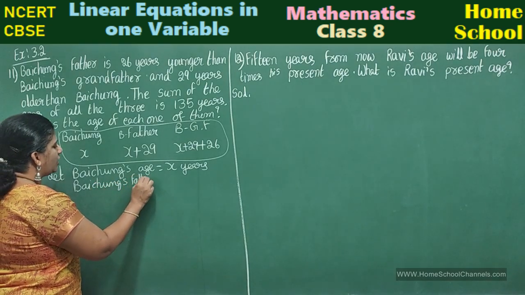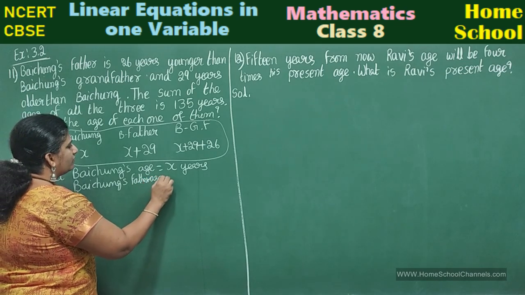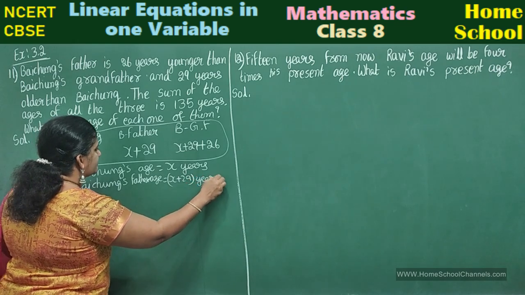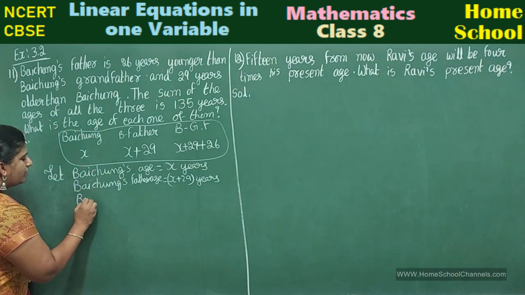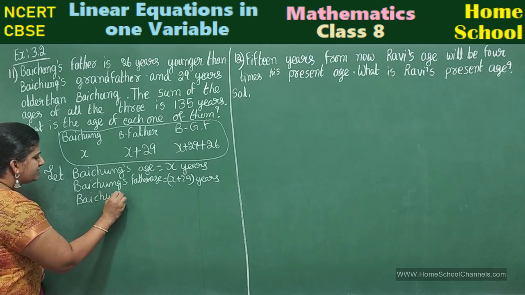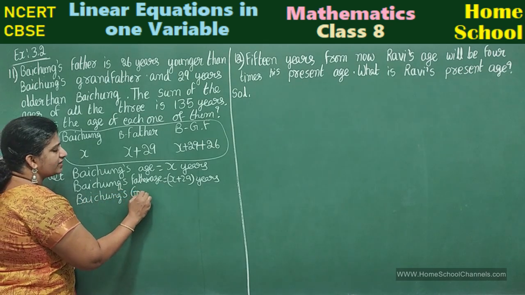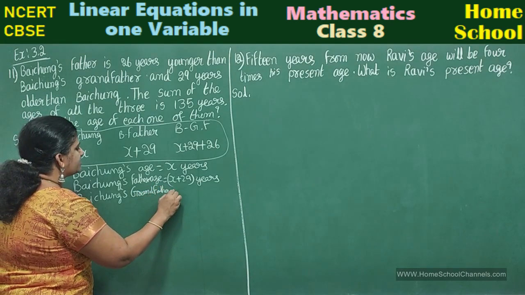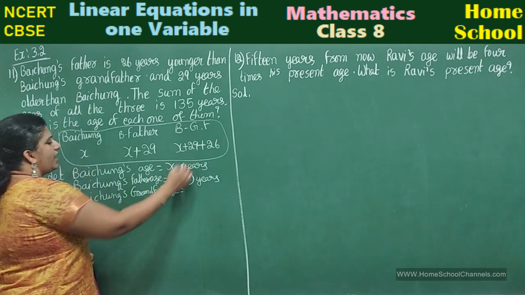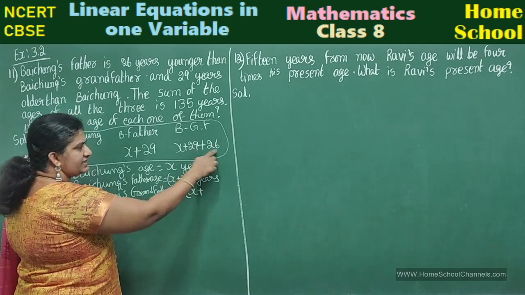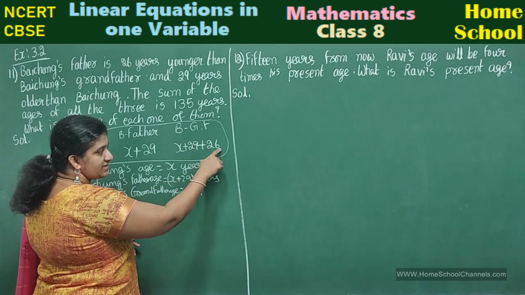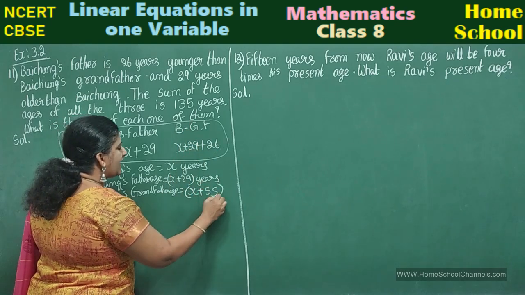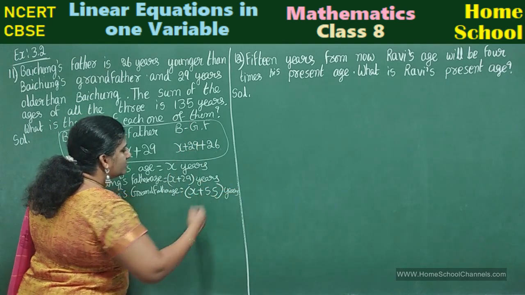Bai Cheng's father's age is equal to x plus 29 years. Next, let Bai Cheng's grandfather's age be equal to x plus, add these two numbers, 9 plus 6 is 15, 2 plus 2 is 4, 4 plus 1 is 5, so x plus 55 years.